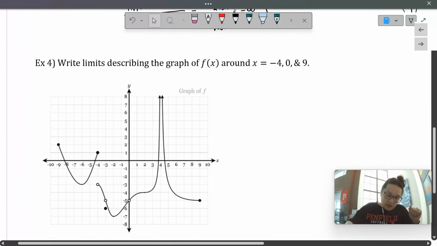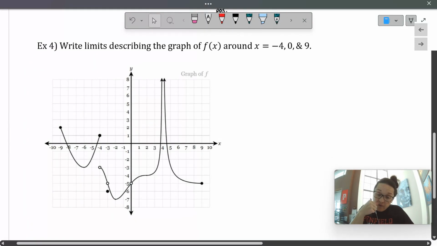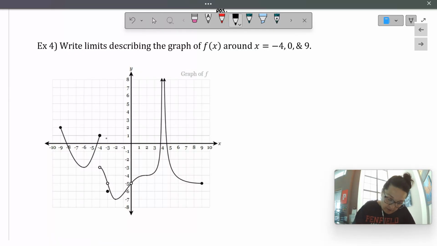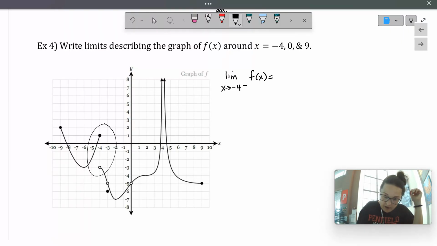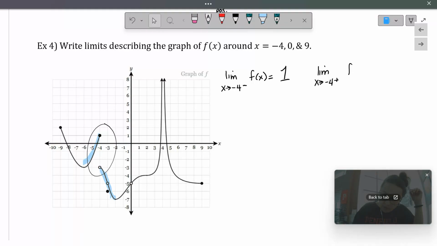Okay. Number 4, it says write limits describing the graph of f around negative 4, 0, and 9. Okay, well, let's look. Negative 4 is right here. Well, negative 4 is doing different things from different sides, so I should probably write 2 limits and say the limit as x approaches negative 4 from the left of f of x. Well, let's see. Negative 4 from the left is coming up towards 1. And the limit as x approaches negative 4 from the right is coming up toward negative 3.